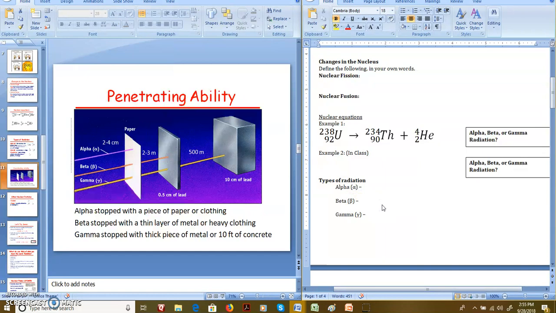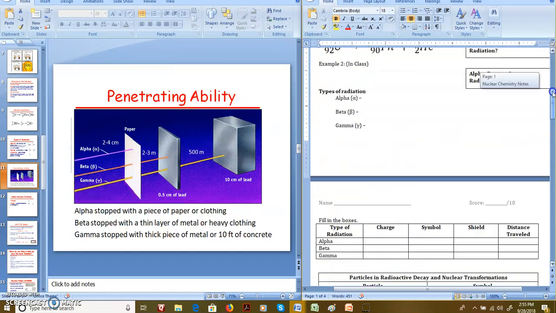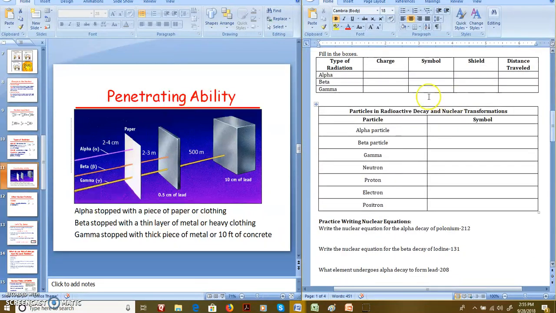If you're wondering where you need to write this, scroll down a little on your notes. Aha! Fill in the boxes. So, an alpha particle has a charge of +2. Its symbol is a little squiggly line. Somebody calls it a fish sometimes. And as a shield, you can use a piece of paper. A piece of paper will stop alpha particles. And they can only travel about 2 to 4 centimeters.